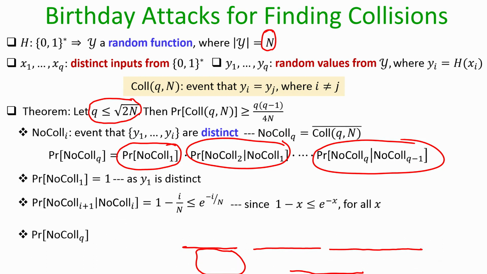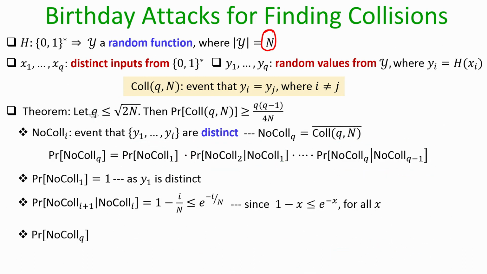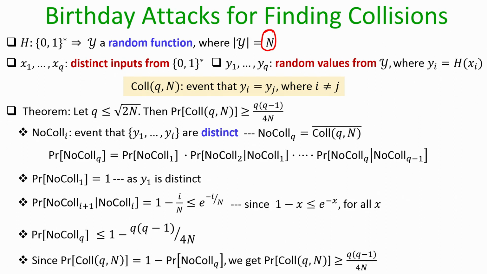So, by using all these facts, doing the substitutions and solving the inequalities, I obtain that the event no collision occurs with this much probability, but that is not our goal. Our goal was to compute the probability of the event collision(q, n) to occur.